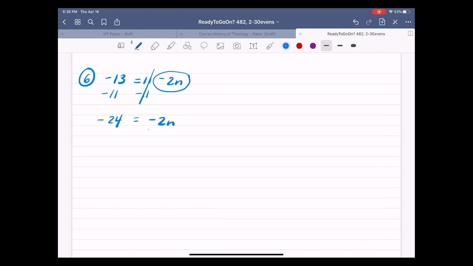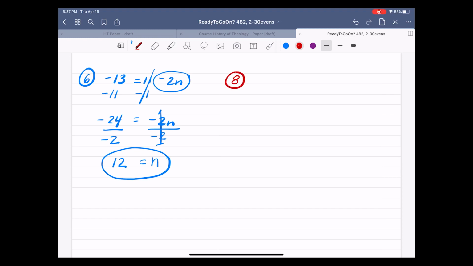It's being multiplied by a negative 2, so the inverse operation is to divide it by a negative 2. If I divide the right, I've got to divide the left. Negative 2 divided by negative 2 is 1. 1 times n is n. Negative 24 divided by negative 2 is 12. 24 divided by 2 is 12, and negative divided by a negative is a positive. So your answer for number 6 is n equals 12. Let's go to number 8.